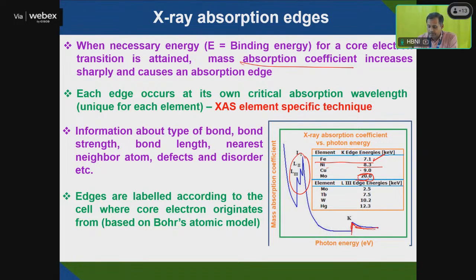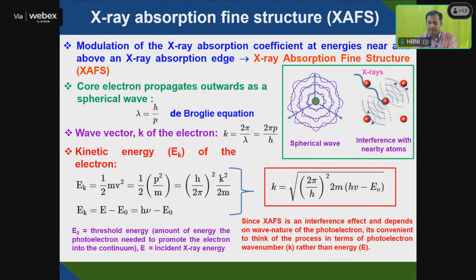So we are measuring this band edge energy, you can identify the particular element, and you get information about bond strength, bond length, and neighboring atoms, like whether it is tetrahedrally coordinated or octahedrally coordinated. The edges are labeled according to the shell where the core electron lies, K shell or L shell. And if you see X-ray absorption fine structure, it is mainly the modulation of the X-ray absorption coefficient at energy near and above the X-ray absorption edge.